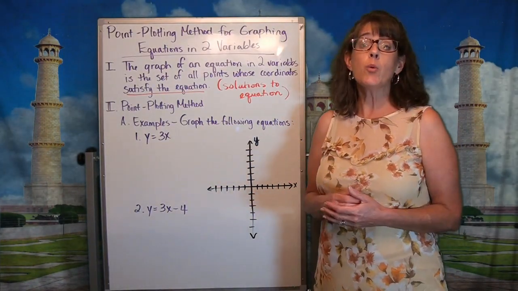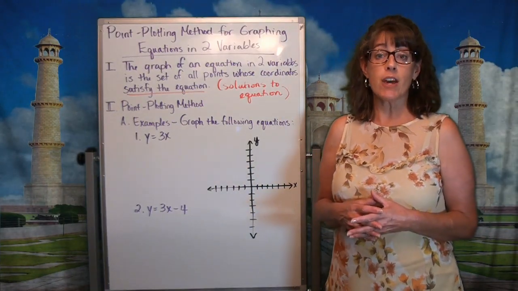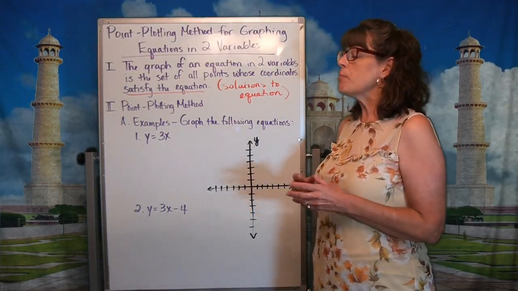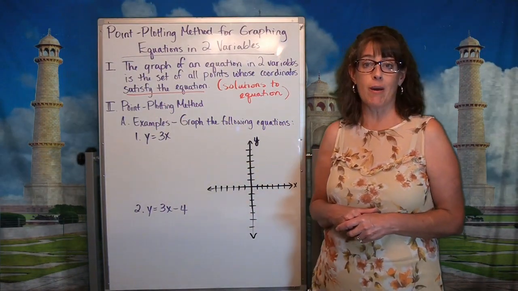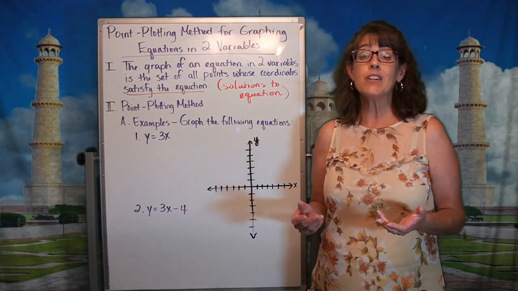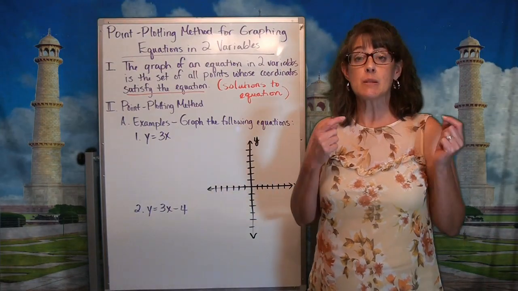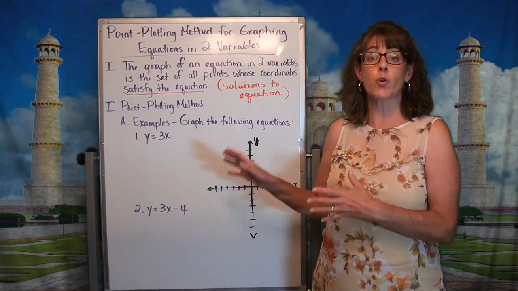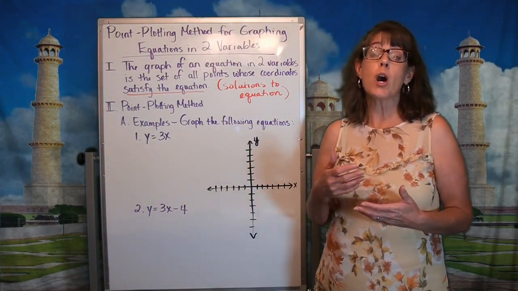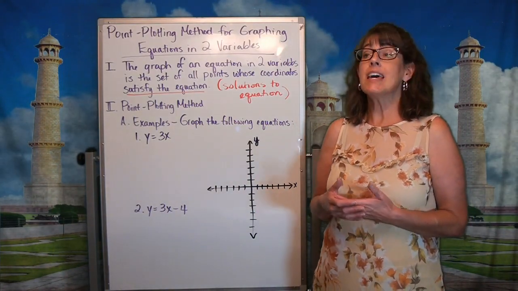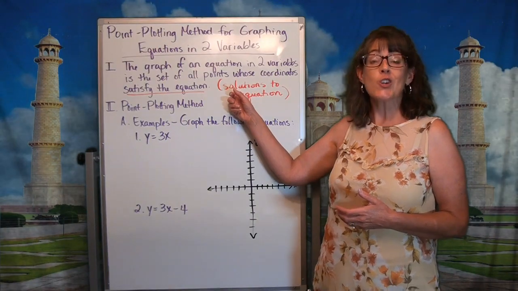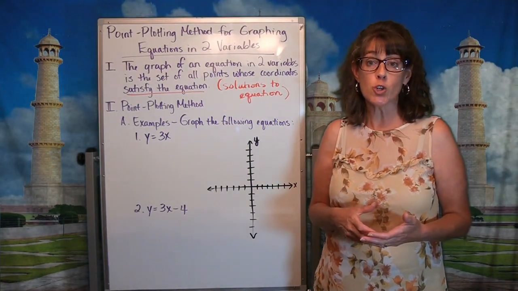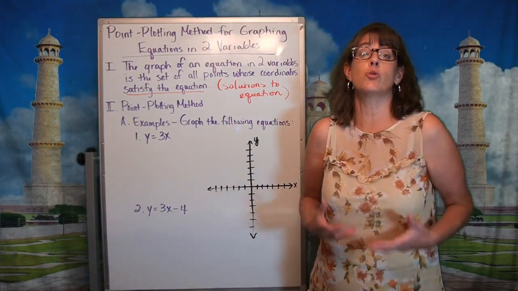So there are lots of ways to create the graph of the equation, but one of the best ways, one of the tried and true methods, is what we call the point plotting method. And the point plotting method is exactly what it says. It is plotting points on the graph. And the way that you come up with the points on the graph is by coming up with those solutions to the equation. So that goes back to what we have just learned about how to generate solutions to the equation.